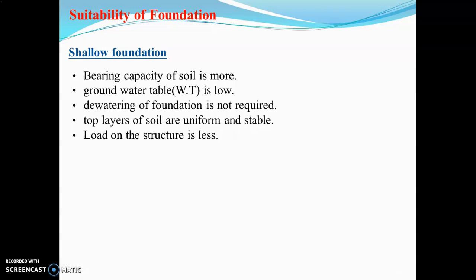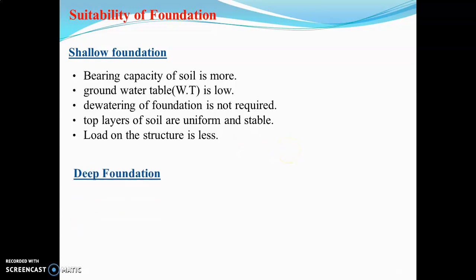Also the top layers of the soil should be uniform and stable. If the top layer of the soil is uniform and stable, then you can go for shallow foundation. And also if the load on the structure is less, then you can go for shallow foundation. So these are some of the suitability conditions of shallow foundations.